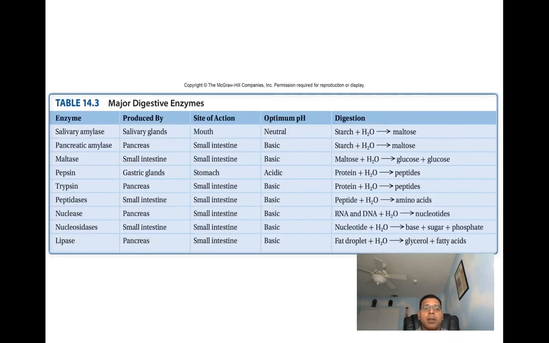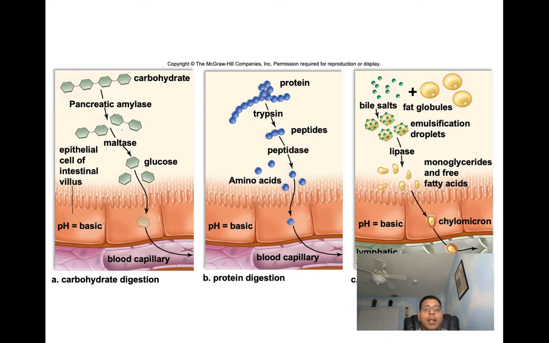Next in here, we can check out this nice table of our major digestive enzymes. So here you can see it also includes nuclease, nucleosidases, and then lipase here as well. So I want you to make sure you understand every single one of these enzymes that we've got listed here. Very important in digestion. So let's actually see digestion occur in relation to our carbohydrates first.